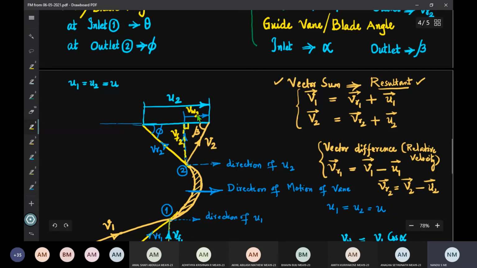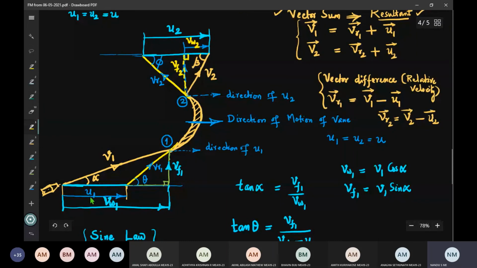Now, VF2 square plus VW2 square is equal to V2 square. So V2 is the square root of VF2 square plus VW2 square. In terms of beta also we can write it using trigonometry. VF2 is V2 sin beta, and VW2 is V2 cos beta. Beta is the guide vane angle at outlet, and angle phi is the vane angle or blade angle at outlet. Guide blade angles or guide vane angles at inlet is alpha and at outlet is beta, and they are the angles made by absolute velocities V1 and V2 of the jet with the reference.